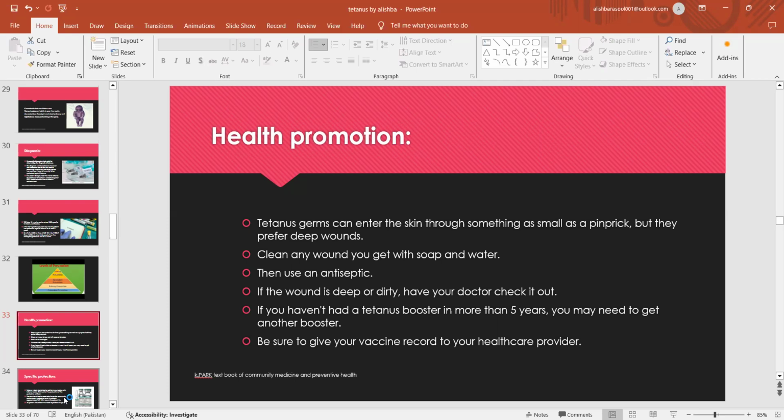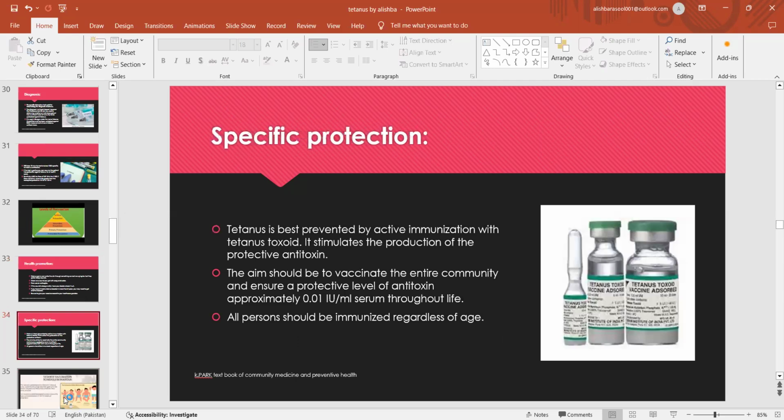If you haven't had a tetanus booster in more than 5 years, you may need to get another booster. Be sure to give your vaccine record to your healthcare provider. Specific protection: tetanus is best prevented by active immunization with tetanus toxoid. It stimulates the production of the protective antitoxin.